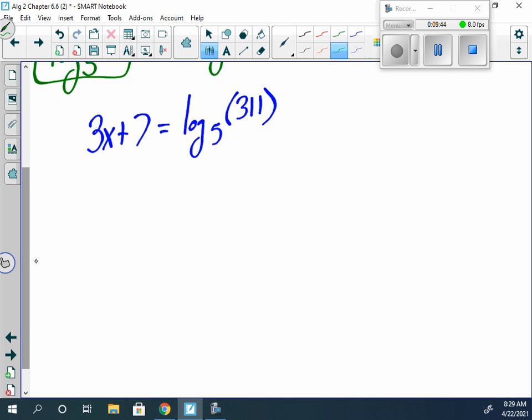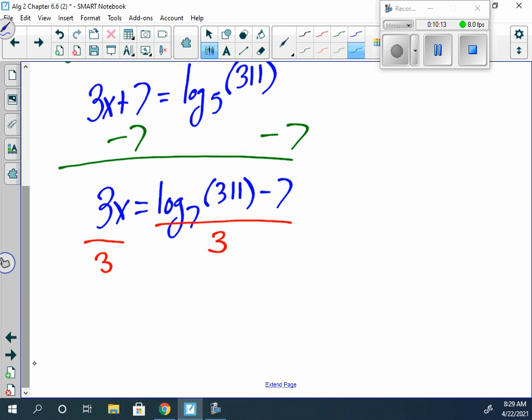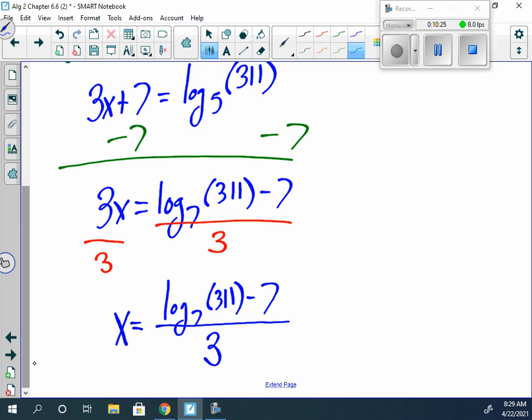Well, is x by itself? Well, no. So what do we need to do first? Yeah. We would need to subtract the 7. And after we subtract the 7, then we can divide everything by 3, which would tell us that x is equal to log base 7 of 311 minus 7 divided by 3.